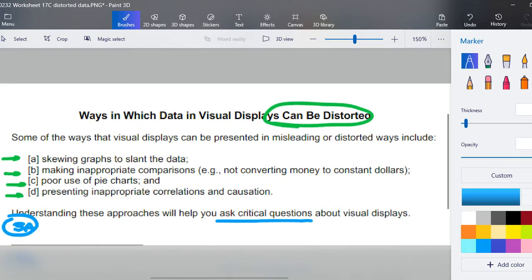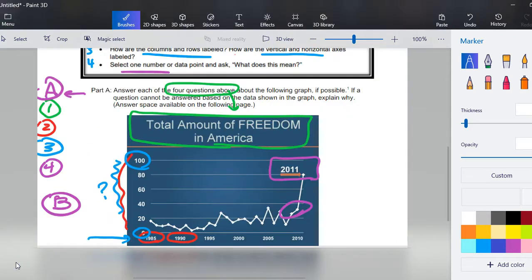3A says, select which of the 4 approaches best describes the problems with the following graphs. So what about the graph in question 1? Here's the graph in question 1. If you look at your choices, whether A, B, C, or D, I believe B is going to be the best choice, that it's making inappropriate comparisons. We don't have good information about what's going on, and it feels like they're just throwing something out there to say that it exists. We don't even know what it is.